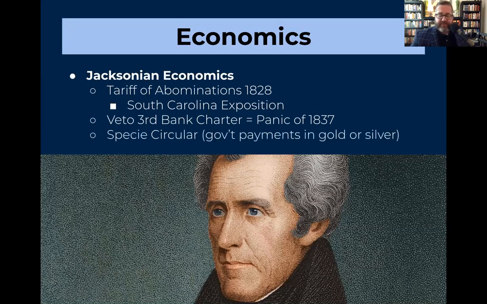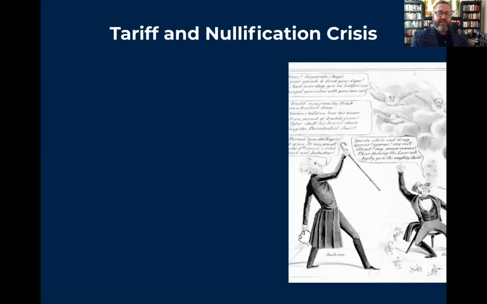And finally, this issue of the specie circular, government payments in gold and silver. And I'll talk about why Andrew Jackson wanted to have currency in only gold and silver and not paper currency, making the economy even worse, and why he went that route when he's supposed to be protecting the common man. And I'll talk about that in a future slide here in just a few minutes.